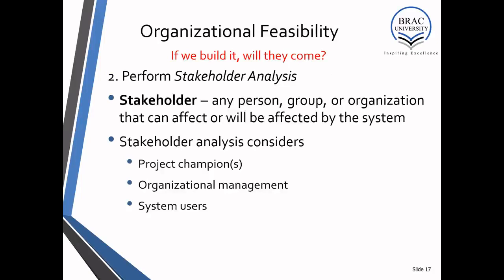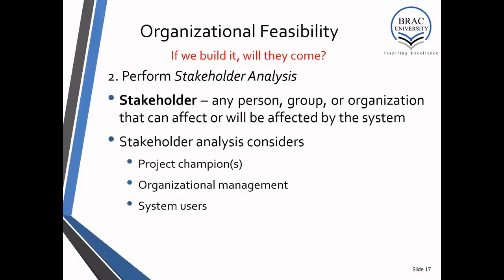Then perform stakeholder analysis. The stakeholder is a key person of the information system, who is either funding the project, developing the project, or using the project. So in that case, we can make three types of stakeholders in our information system project. The first type of stakeholder is the project champion, or champions. These are the project owners, who fund the project and decide what the project will be.